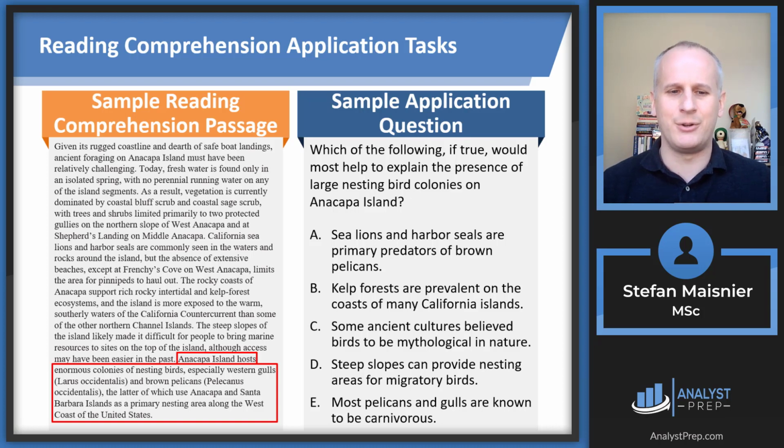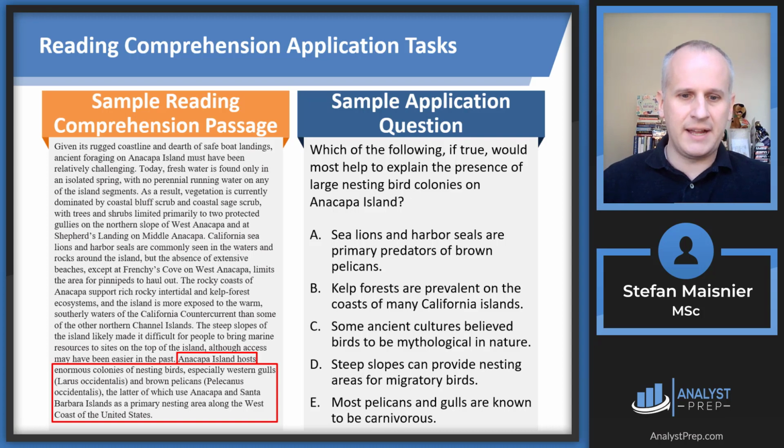So Anacapa Island hosts enormous colonies of nesting birds, especially western gulls and brown pelicans, the latter of which use Anacapa and Santa Barbara Islands as a primary nesting area along the west coast of the United States. Note that I did not read the parenthetical scientific names. That's just a waste of time. You don't need to know those unless they ask about those, and they're completely irrelevant, and they want you to waste time there. So just ignore terms that are that obscure and are going to just simply be difficult to pronounce in your own head.